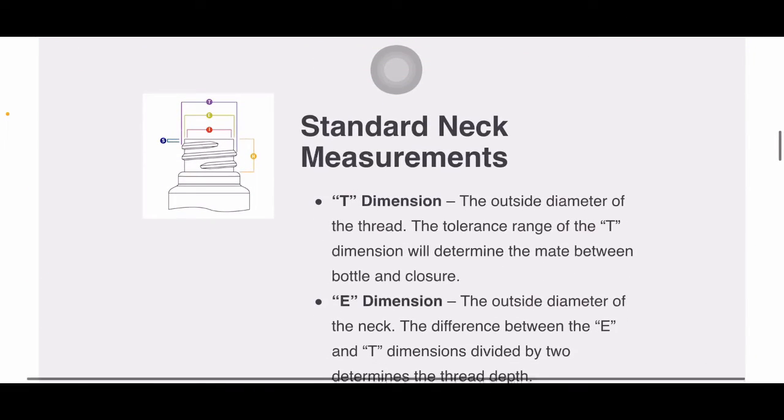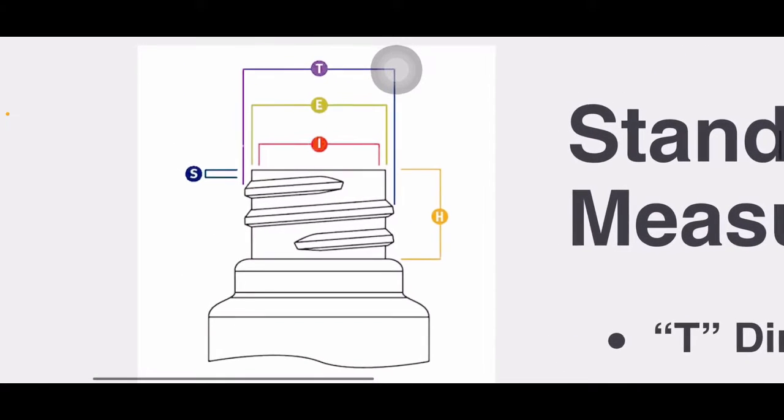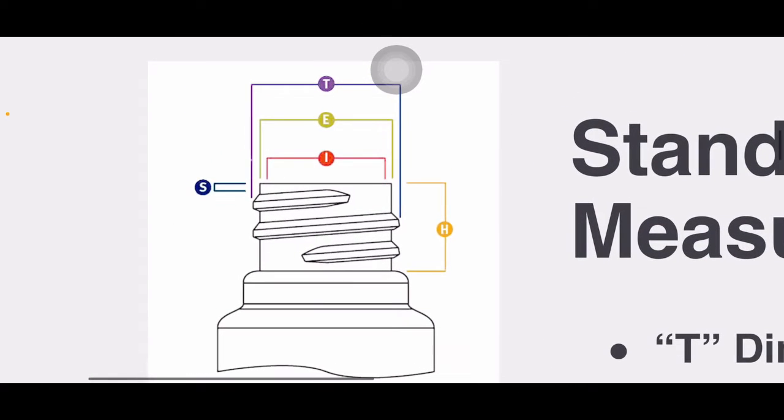Anyhow, standard neck measurements. As you see in the picture, let me just zoom in on this a little bit. That's my world right there. T is the outside of the threads on a jar. On a cap, it's the opposite. T would be the inside of the threads, because that's where the outside of the jar threads would hit in the cap. E is the inside of the threads, basically the actual neck, like if you ripped the threads off. Again, that's the opposite on the cap. That is where the outside of the threads are.